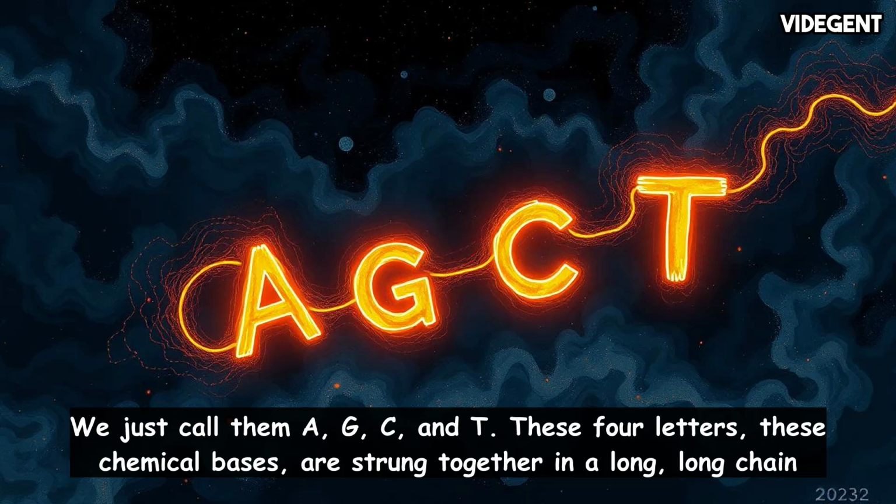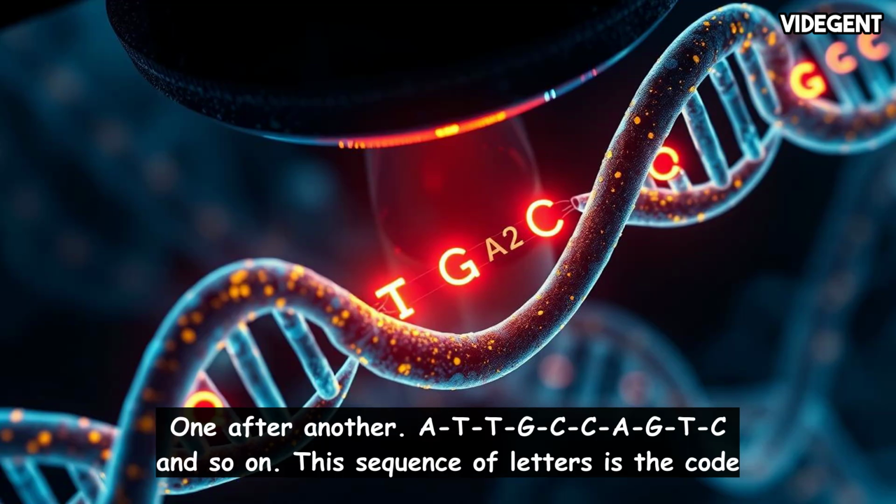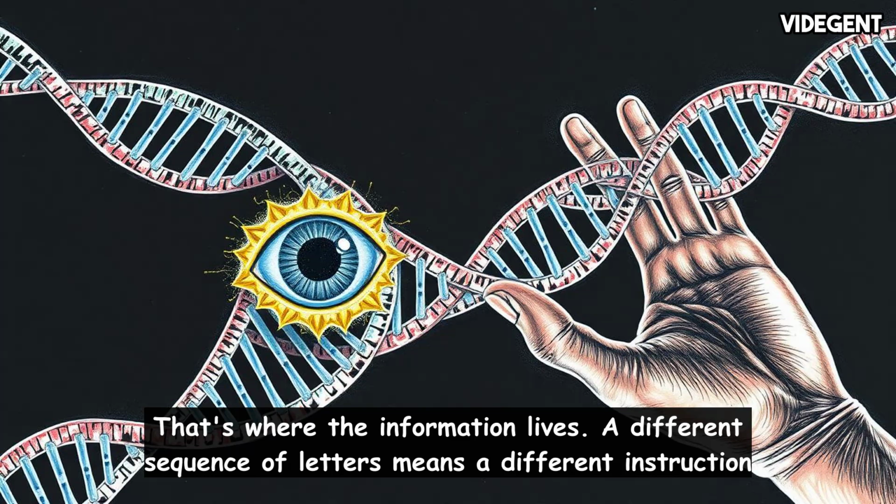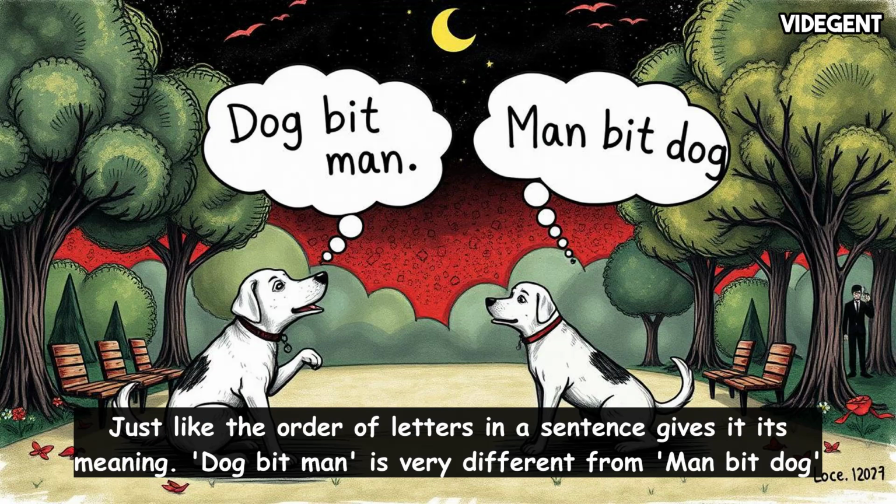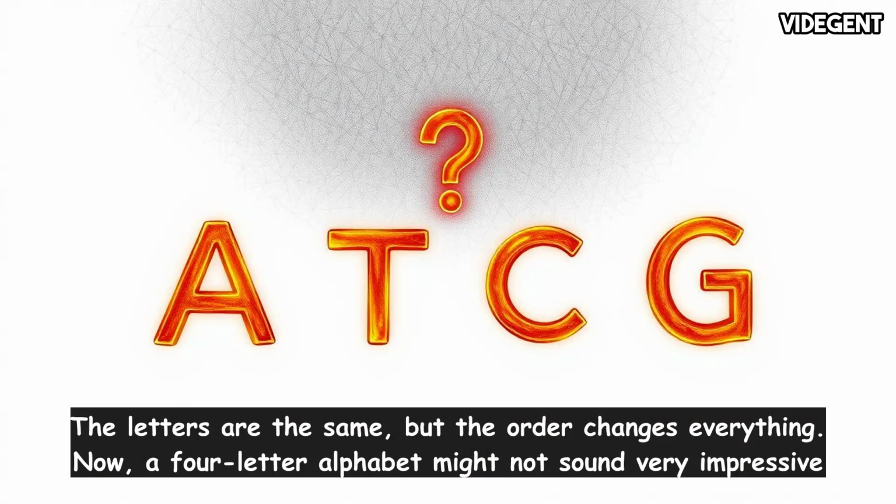These 4 letters, these chemical bases, are strung together in a long, long chain, one after another. A, T, T, G, C, C, A, G, T, C, and so on. This sequence of letters is the code. That's where the information lives. A different sequence of letters means a different instruction. Just like the order of letters in a sentence gives it its meaning. Dog bit man is very different from man bit dog. The letters are the same, but the order changes everything.